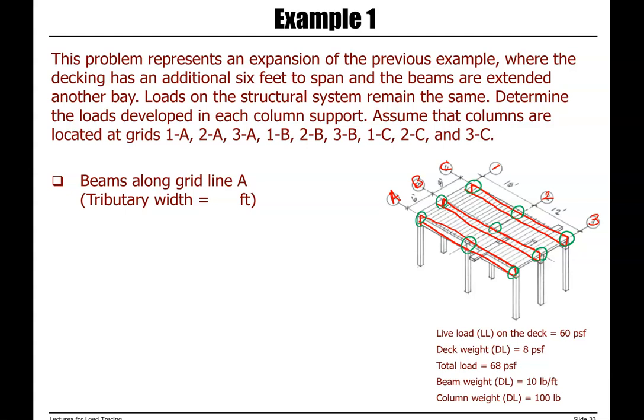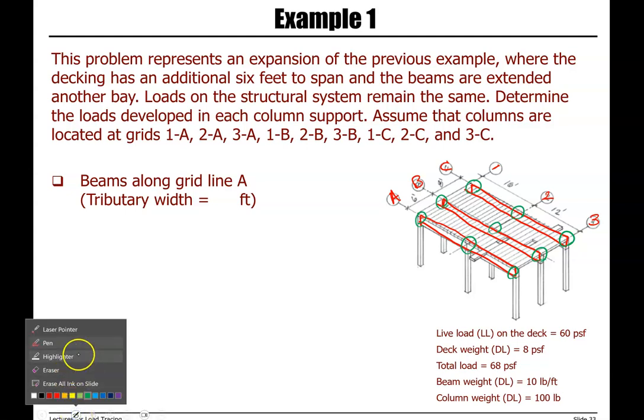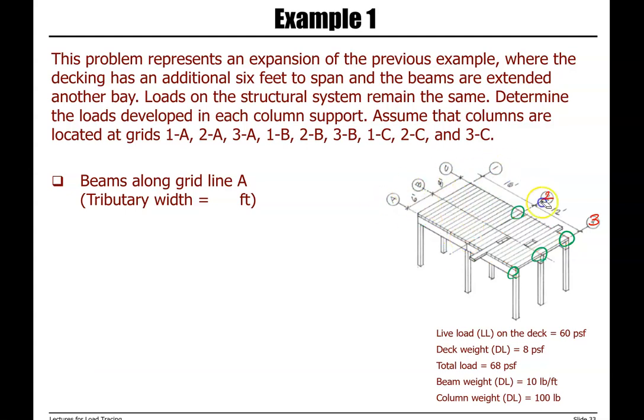We're gonna start by looking at beams along grid line A. So this is grid line A, and this is the beam along grid line A. There is one adjacent member to beam A, which is beam B, and half of the distance between A and B, this is 6 feet, so half of the distance is 3 feet, and that's the tributary width for beam A.